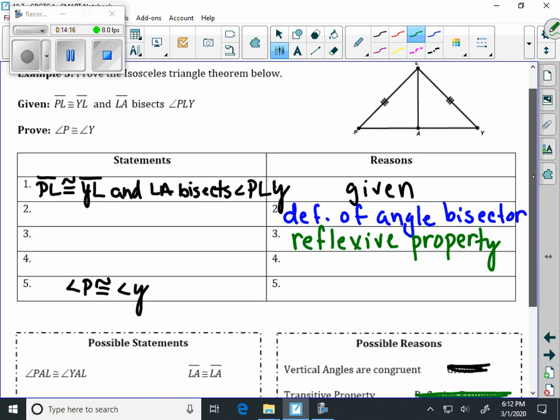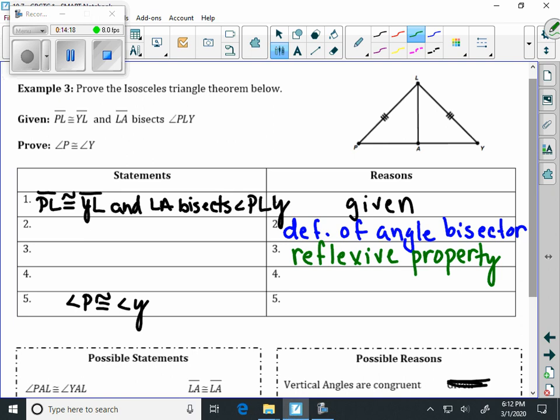And remember that really what we have to do is prove that the triangles are congruent, and once we prove that the triangles are congruent, then we can say that the parts of the triangles that we haven't specifically talked about are also congruent because of CPCTC. Luckily enough, we have the PL and the YL already marked for us.